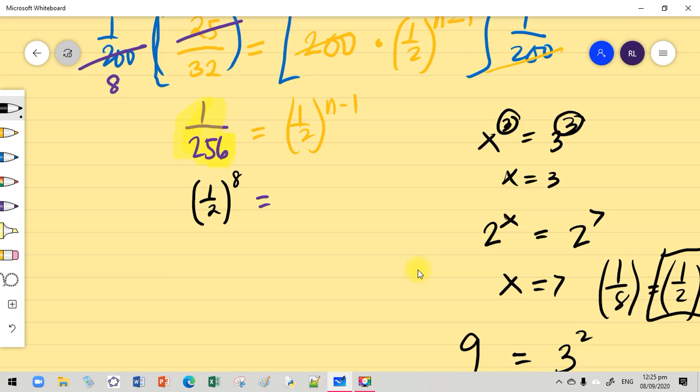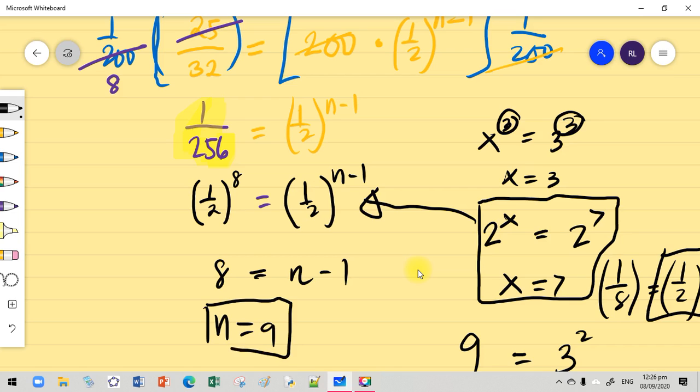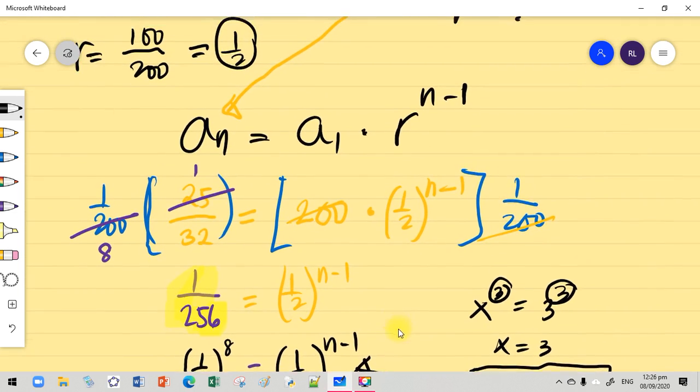So since we already expressed 1 over 256 with base 1/2, the same with this logic here, we can bring it there. Therefore, since the bases are equal, the exponents must also be equal. So we have 8 equals n minus 1. That gives us 9. N is 9. So what it tells us is that n equals 9, meaning ninth term.